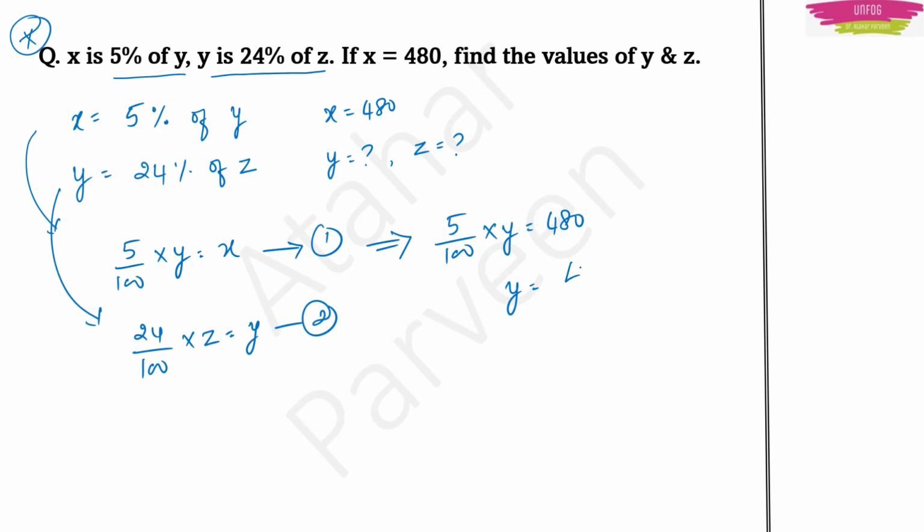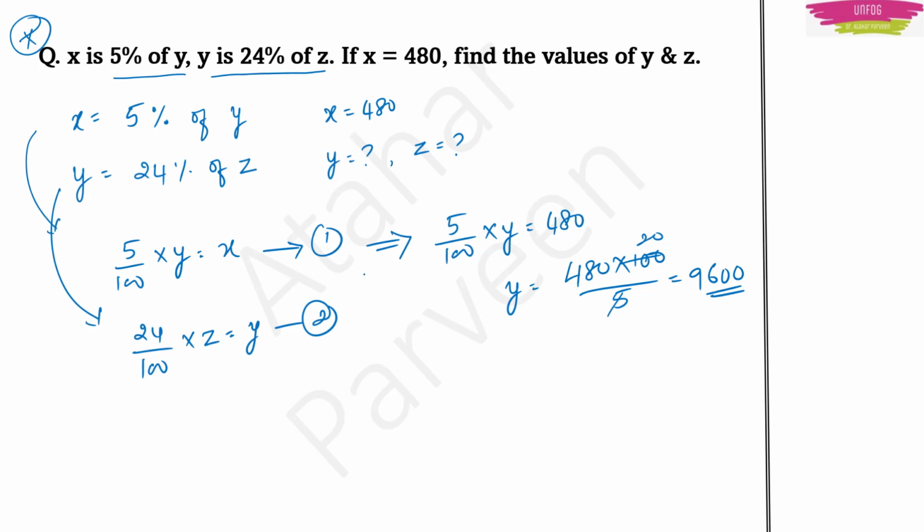Y will be equal to 480 into 100 by 5. Or Y will be equal to 5 ones are 5, 20s. It will be 2 8s is 16, 2 4s is 8. How many zeros? 2 zeros. This will be my Y.